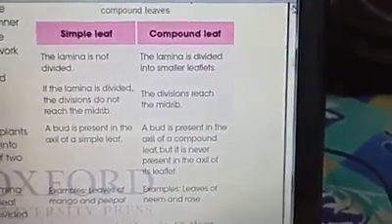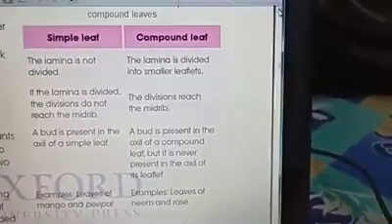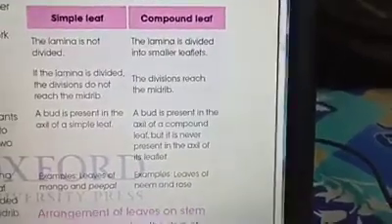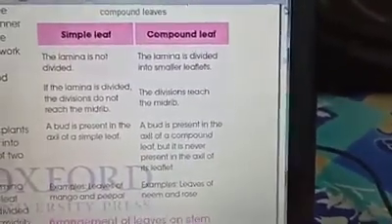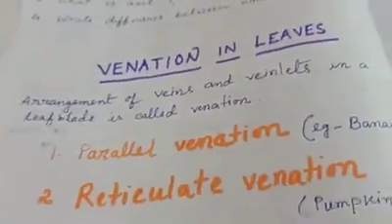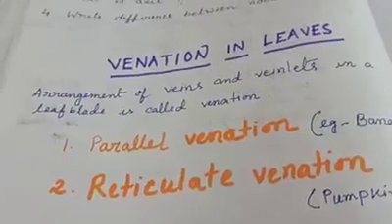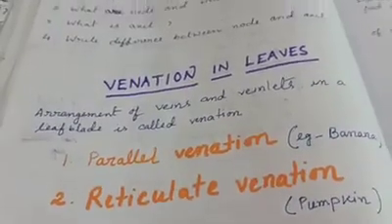So what are the examples of simple leaf? Leaves of mango and peepal. And what are the examples of compound leaves? Leaves of neem and rose. So it's all about these two types of leaves. Now next I am moving on to the venation of leaves. So what is venation of leaves? The arrangement of veins and veinlets in a leaf blade is called venation.